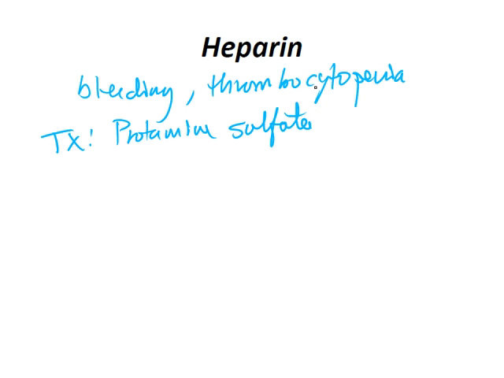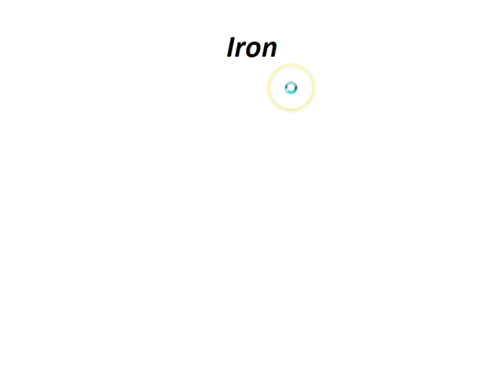Which combines ionically in a 1-to-1 ratio with heparin to form an inactivated compound, just in case you're wondering. So iron, how do I treat iron overdose? Deferoxamine.